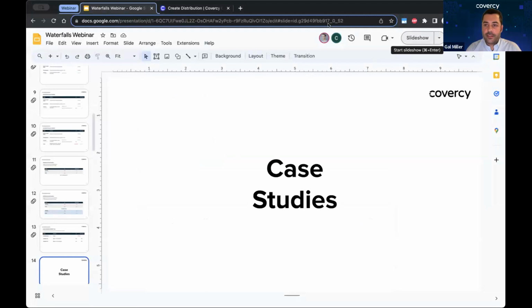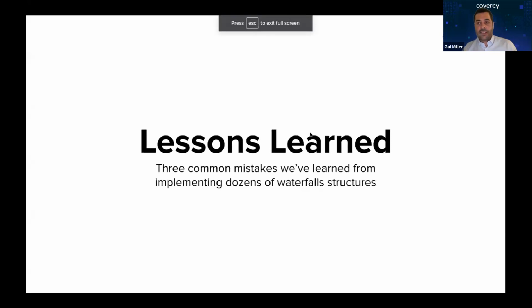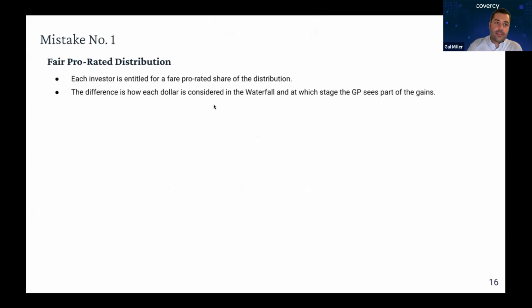For the next part, we're going to go over some lessons learned, mistakes that we've seen implementing dozens of waterfall structures with our customers. The first example is the most common that we've seen. Commonly, deals start where GPs want to only meet the preferred payments in the first several years. And that's okay if all the investors have the same preferred rate in their deal.